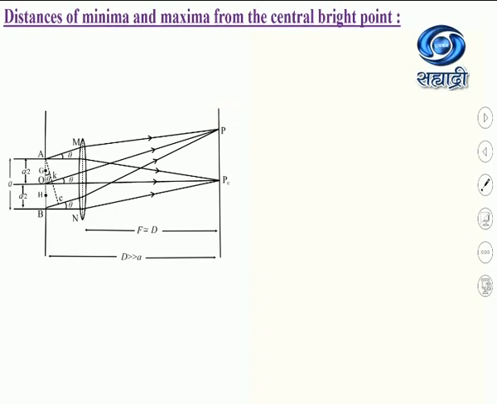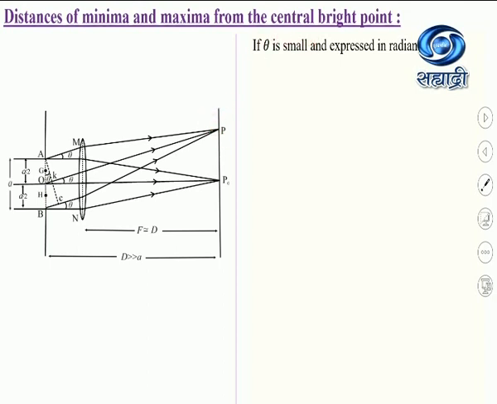Point P is any point on the screen which is at distance y from the central bright point P0. And this point P is at angular position theta. So if we consider the triangle OPP0, in this triangle, angle POP0 is theta and this theta is very small, as the distance capital D is very large compared to the slit width small a. Inclination of point P is very small.